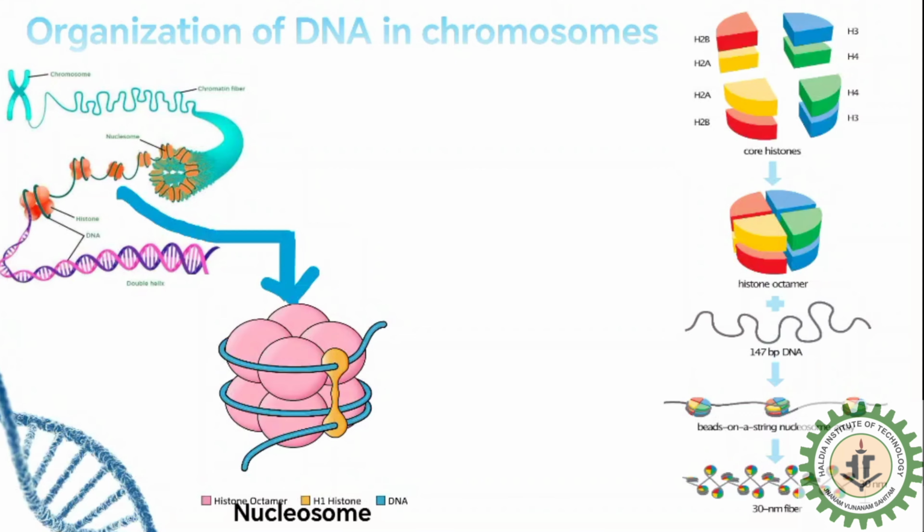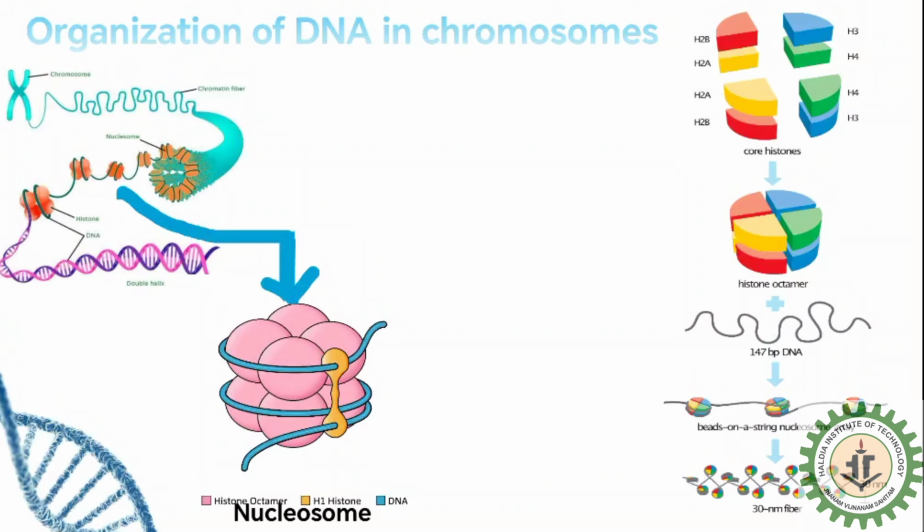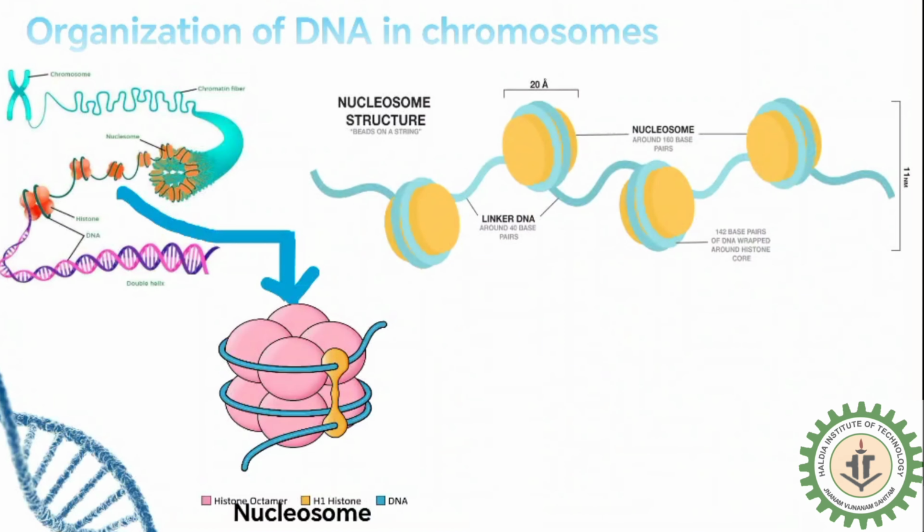There are 4 types of histone proteins which are used for packing the DNA, and these 4 histones are H2A, that is histone 2A, H2B, that is histone 2B, H3 and H4. 2 molecules of each of these histones are used to make a core, which is called a histone core. Now DNA is wrapped around that core. Nearly 146 to 147 base pairs of DNA are wrapped twice around that histone core, and this total thing is called a nucleosome.